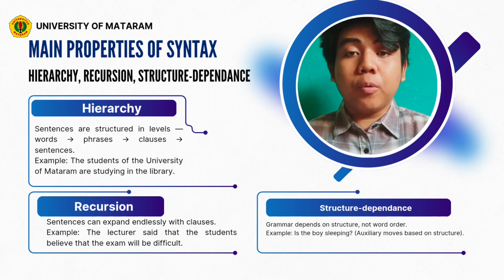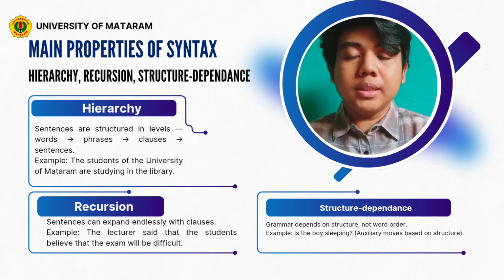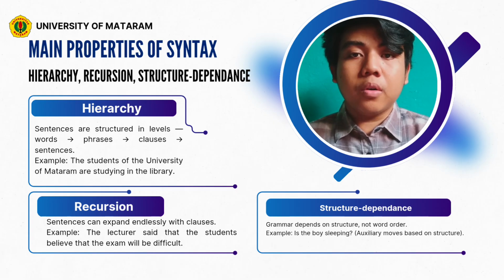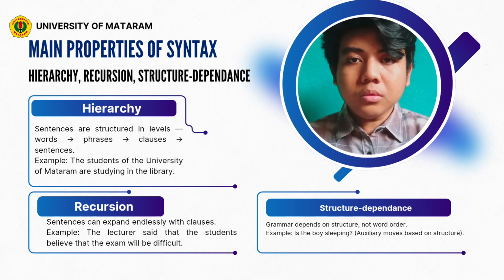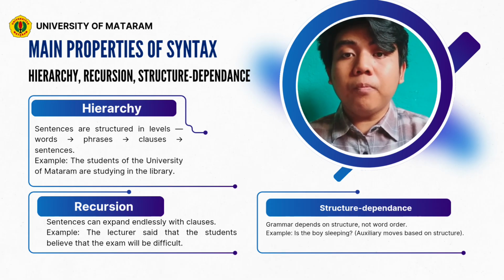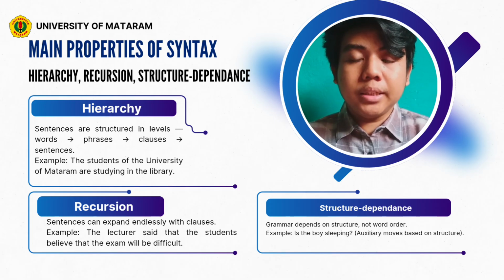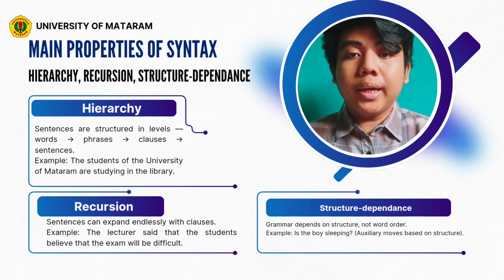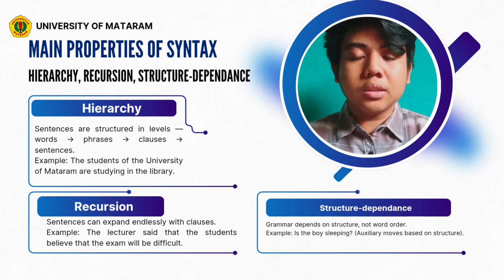So the next is the main properties of syntax. Syntax has three main properties. The first one is hierarchy, recursion, and structure dependence. The first one, hierarchy. Sentences are organized in levels: words form phrases, phrases form clauses, and clauses form sentences. For example, the sentence: the students of the University of Mataram are studying in the library. Here we can see several levels of structure that make up the full sentence.